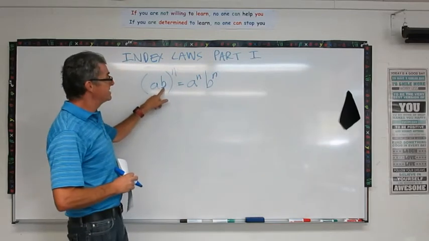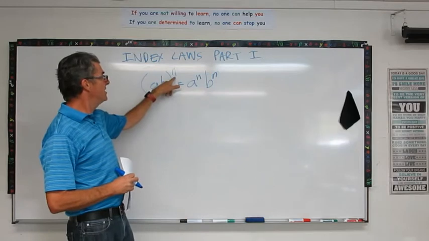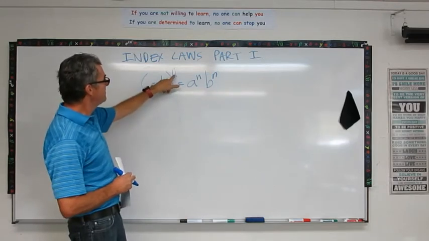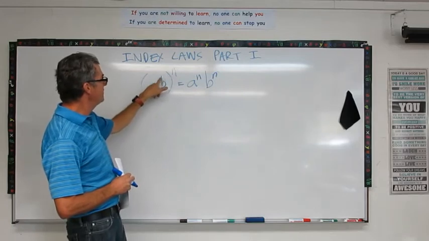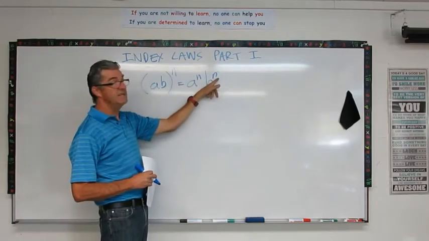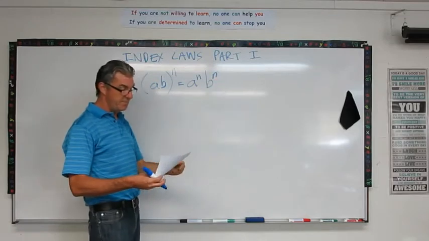Okay, this one's called power of products. I have a times b to the n power. It's kind of like the distributive property. I can just take my exponent and distribute it on the two products that are in here. So this becomes a to the n times b to the n. Okay? Let's do an example.